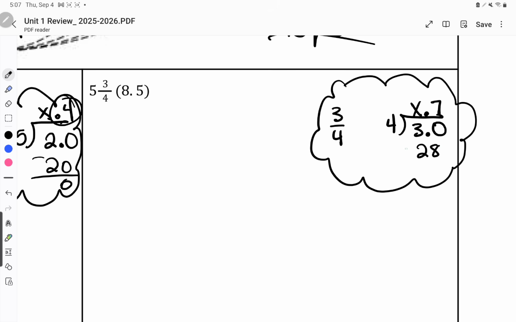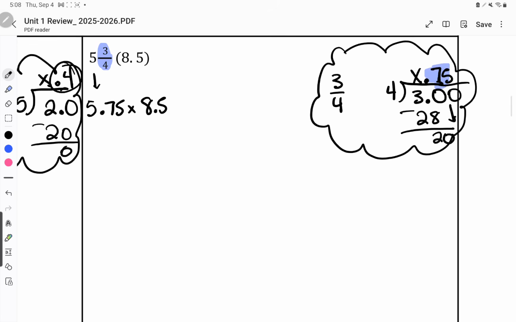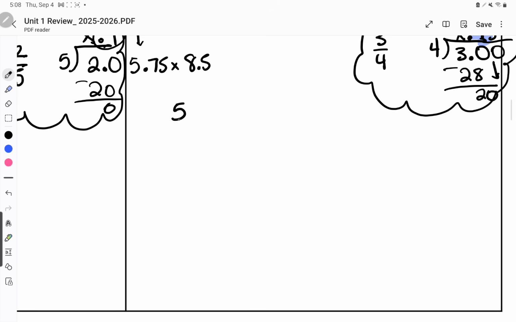7 times 4 is 28. Subtracting that gives us 2. Add another 0, drop it down. 4 goes into 20 5 times. 5 times 4 is 20, so that worked out perfectly. We drop our 5 straight down, but instead of 3/4, we're going to put 0.75 times 8.5. We put the number with more digits on the top, so we have 7.